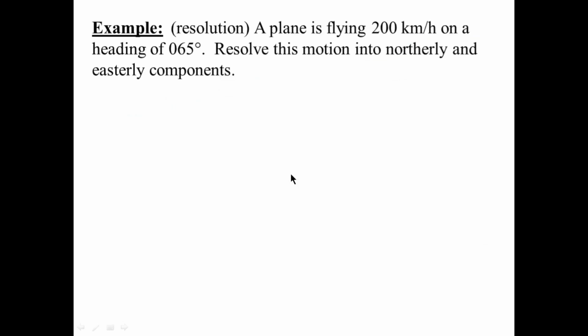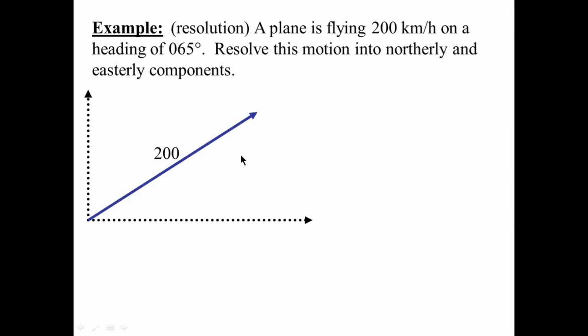Another example, a plane flying at a certain speed, say 200 kilometers an hour on a heading of 065. Resolve the motion into northerly and easterly components. Now we have to understand 065 means we head straight north and then bend clockwise 65 degrees. So 65 degrees is down here. And I didn't put it there, I put 25 here, the complement of 65. 65 plus 25 is 90.